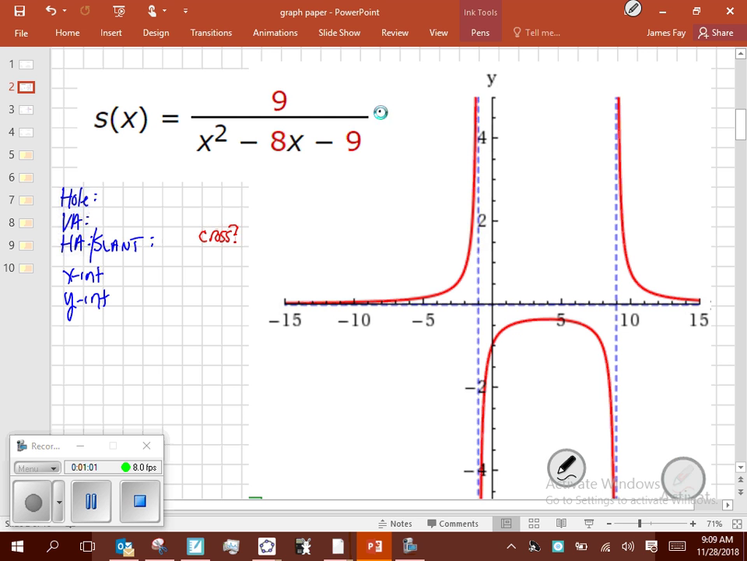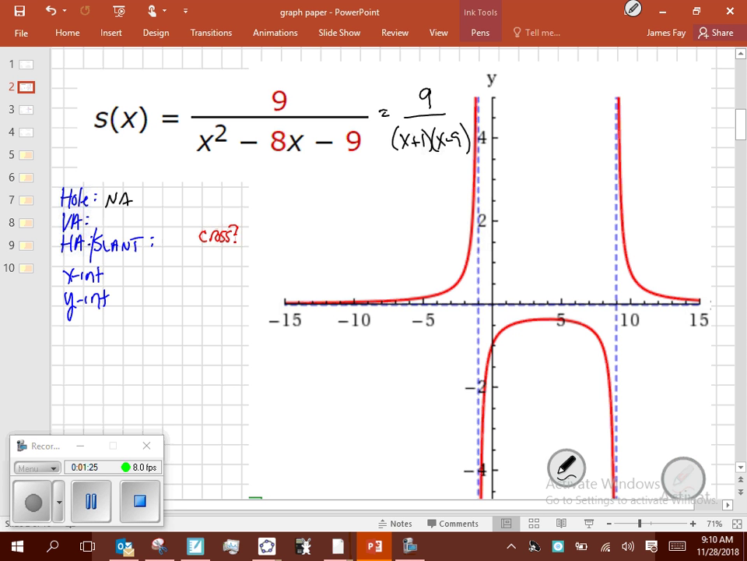If I look at the original function, f of x, I need to factor that thing, so it's going to factor to, obviously the top is still 9, but the bottom is going to be x plus 1, x minus 9, okay? So the question is, do I have any holes, or what we call point discontinuities? That's where we have common factors, right? Things that can cancel, we don't have that, so we have no holes, okay?